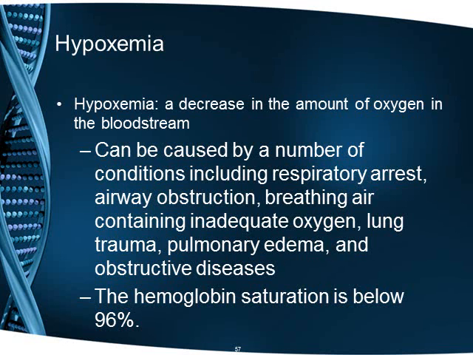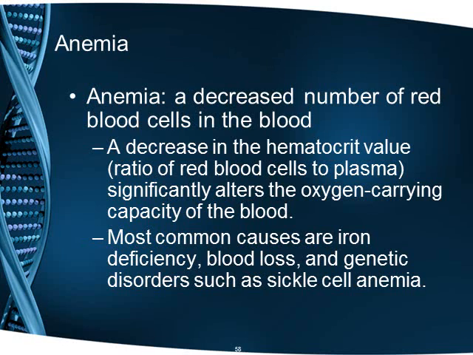Hypoxemia is a decrease in the amount of oxygen in the bloodstream. There are a number of conditions: respiratory arrest, airway obstruction, breathing air containing inadequate oxygen, pulmonary edema, not to be confused with pulmonary demons, and obstructive diseases. Anybody that has a hemoglobin saturation below 96%, not necessarily based on an SaO2 but an actual blood gas, we're going to consider slightly hypoxic. Hypoxemia is very easily corrected most of the time, though, is it not? What do we give them? Some oxygen.